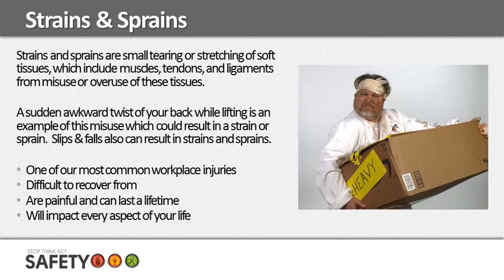Strains and sprains occur when there is small tearing or stretching of soft tissues, which include muscles, tendons, and ligaments. This type of injury is caused from misuse or overuse of these tissues. A sudden awkward twist of your back while lifting is an example of this misuse, which could result in a strain or a sprain. Slips and falls also contribute to strain and sprain injuries. Strains and sprains are one of our most common workplace injuries. They are difficult to recover from, they are painful and can last a lifetime, and they will impact every aspect of your life.